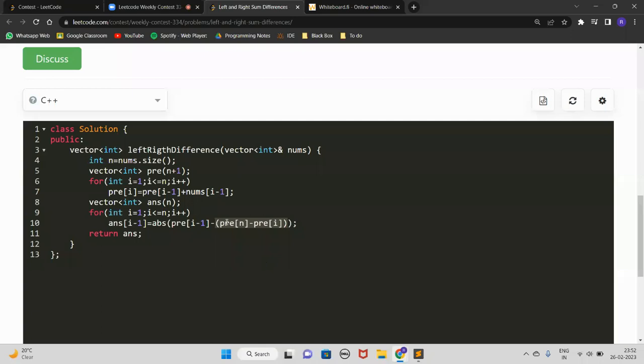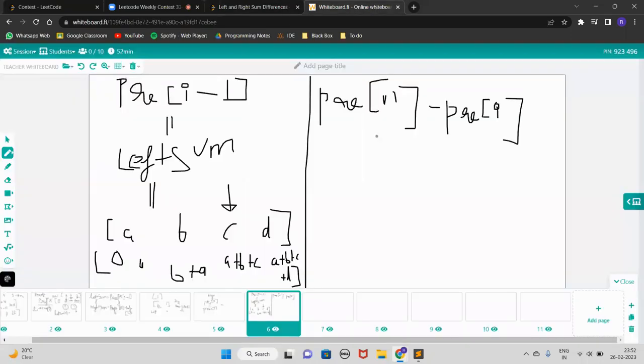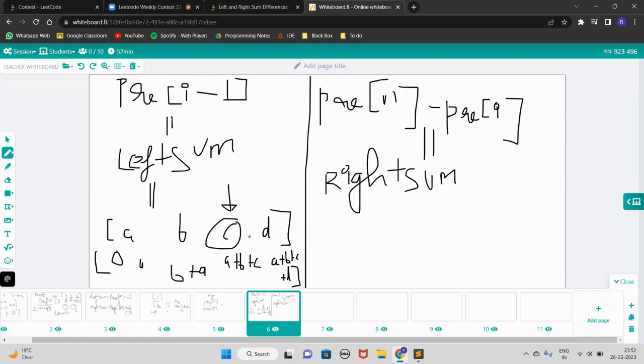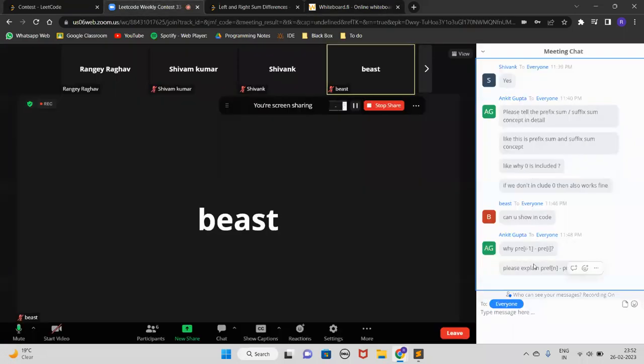Over here also it is equal to pre of n minus pre of i. And this is equal to the right sum of i. Again, if we take the example of this C, it would come out to be A plus B plus D plus C, minus A plus B plus C. And when we subtract this, we will get D, which is equal to our right sum. So hopefully this is clear to you.